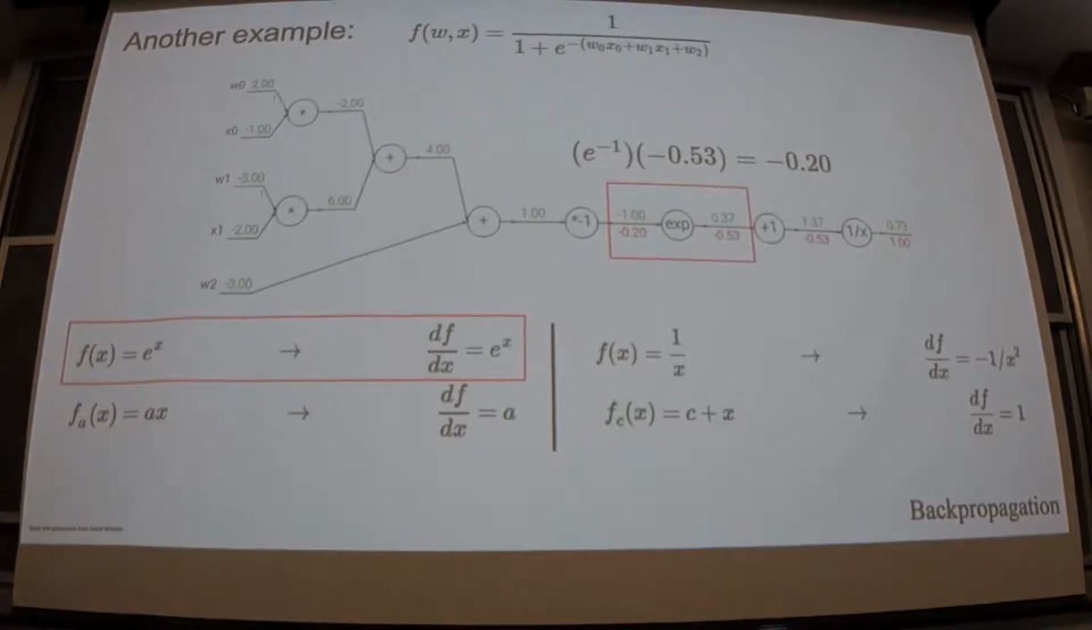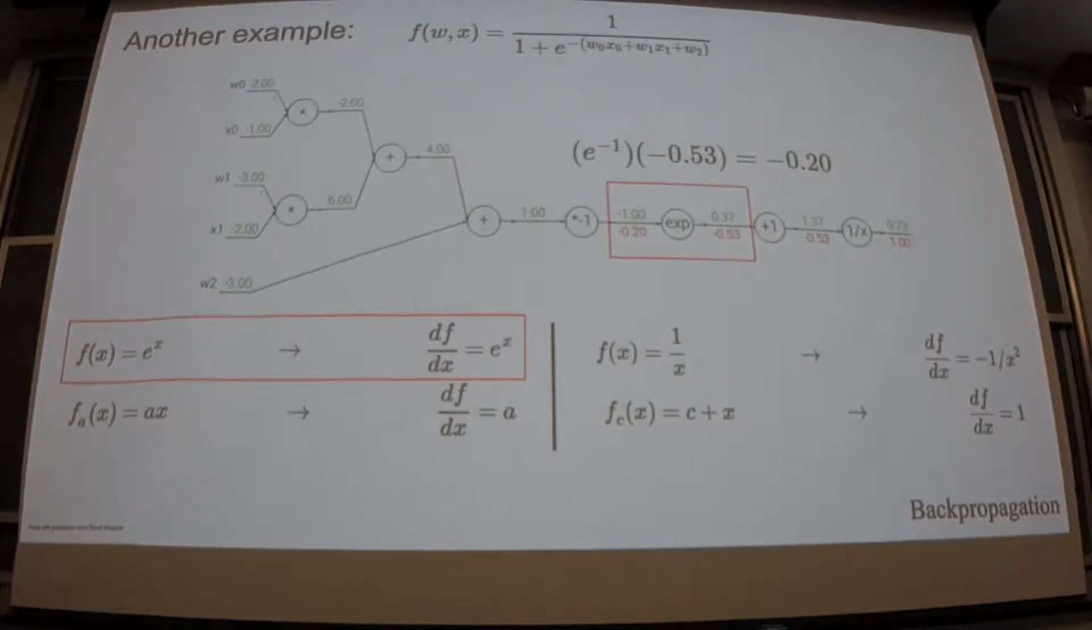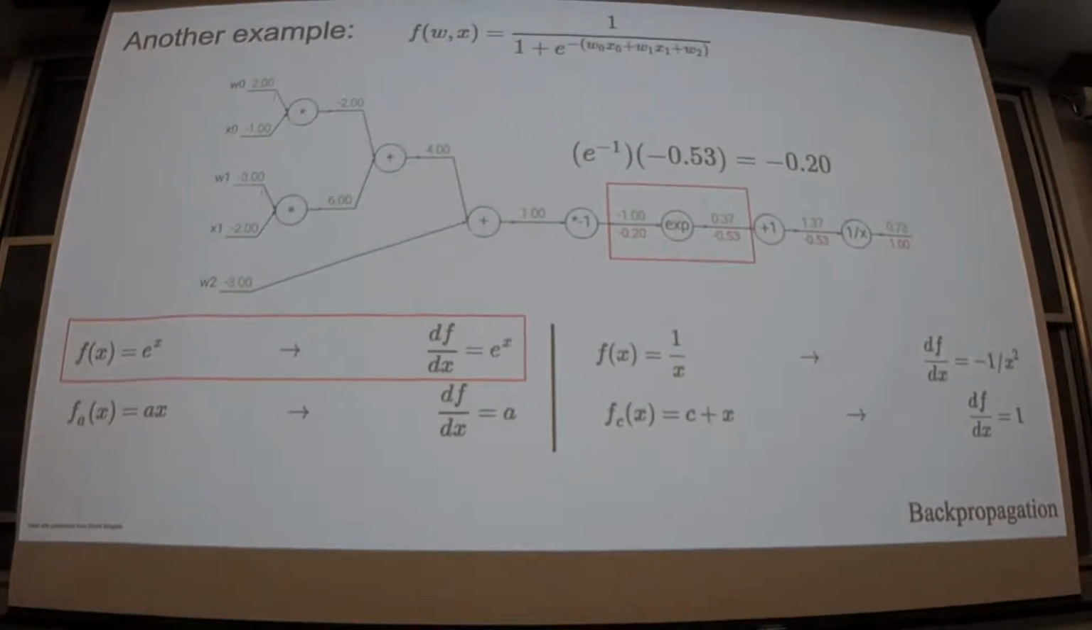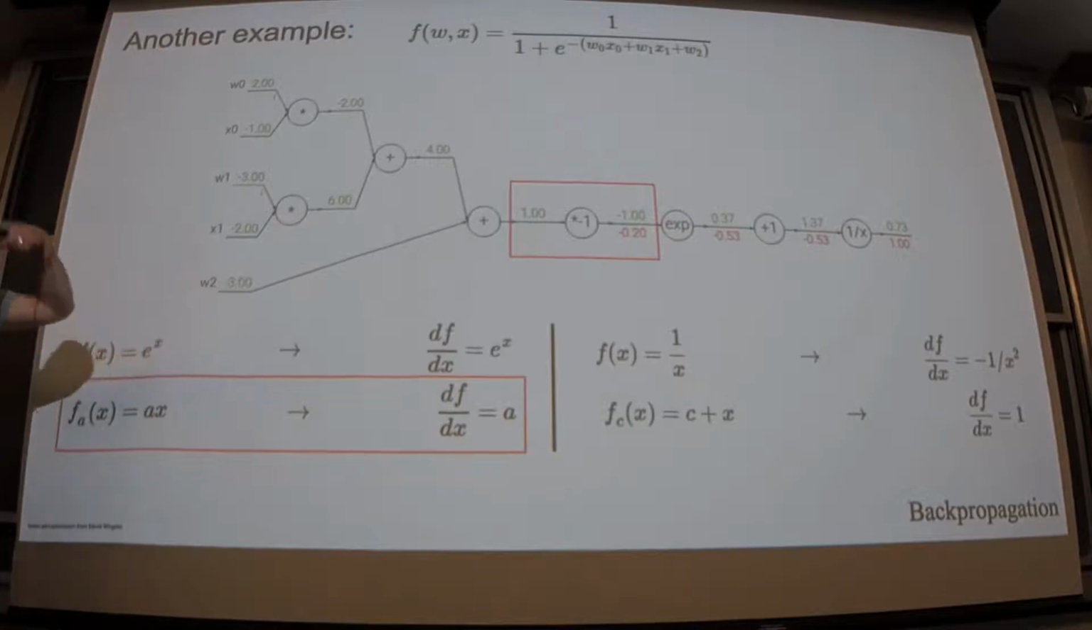Okay? So we're just going to keep doing this. This next one is just multiplying by minus 1. If you multiply by a constant and take the derivative, you just get that constant. So the derivative here is minus 1. It doesn't depend on x, so it's just minus 1. We multiply that by minus 0.2, and we get 0.2.